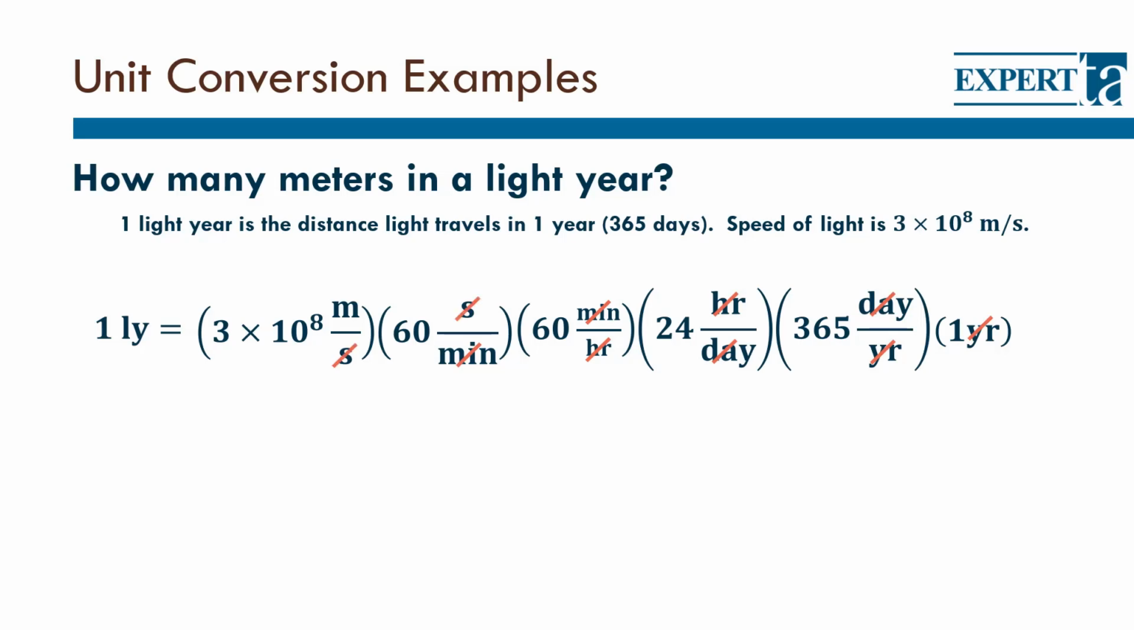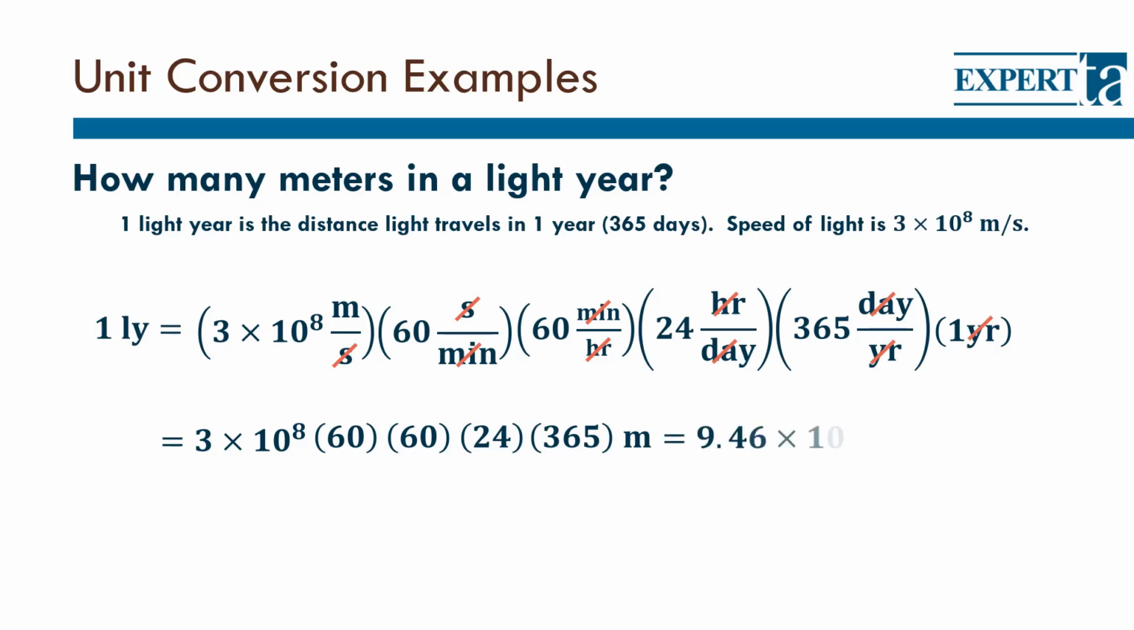So the answer here would be 3 times 10 to the 8 times 60 times 60 times 24 times 365 meters. And this comes out to about 9.46 times 10 to the 15 meters. There you go. That's what one light year is. And all we did here was look at the units and convert from light year to meters.